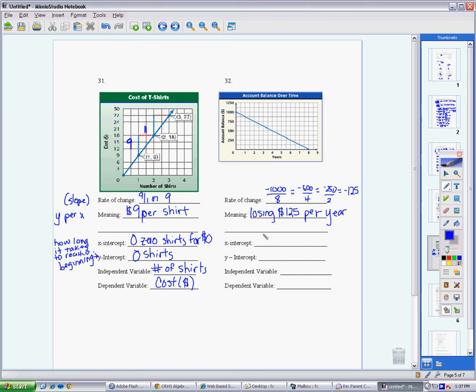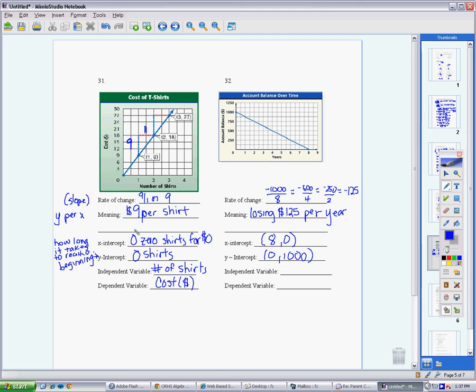My x-intercept, that crosses at 8, 0. And the 8 means that it's going to take 8 years to have $0. My y-intercept, that's going to be at 0, 1,000. That means I'm starting out with $1,000.